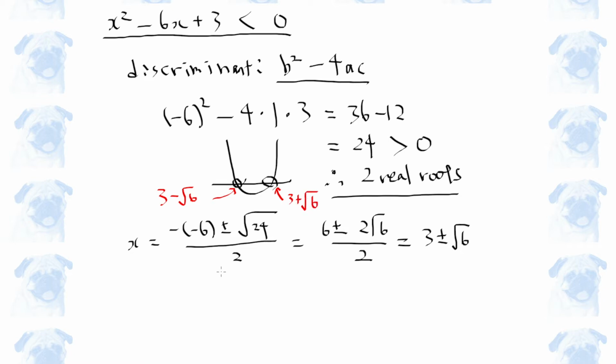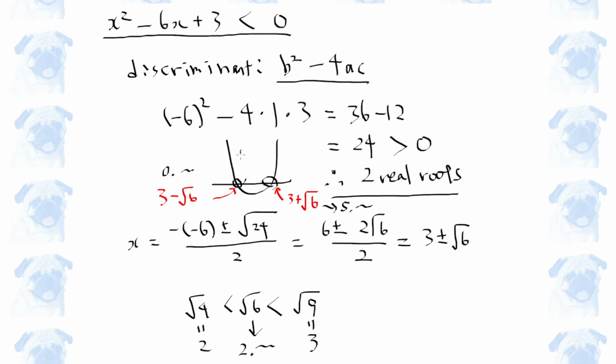Now we need to estimate the value of root 6. Because root 6 is between root 4 and root 9, which are 2 and 3 respectively, root 6 must be 2 point something. What is 3 minus 2 point something? 0 point something. And what is 3 plus 2 point something? 5 point something. So between the two roots, there are 1, 2, 3, 4, and 5 positive integers. So the answer is 5.